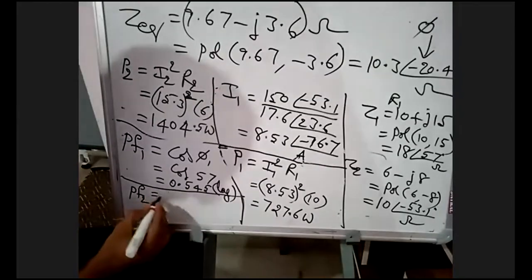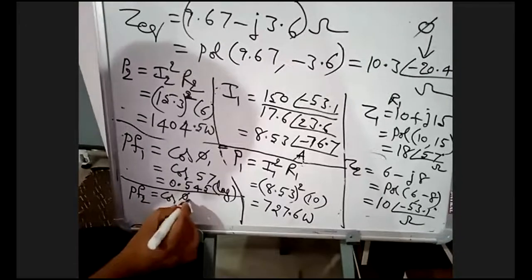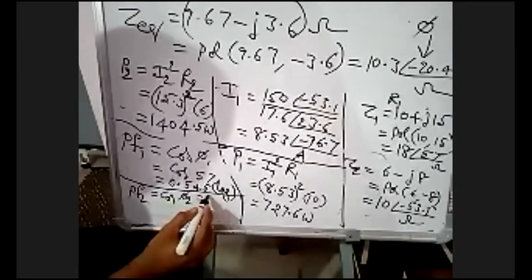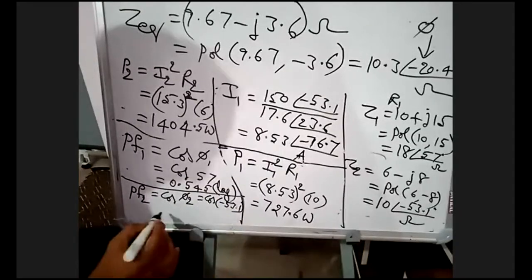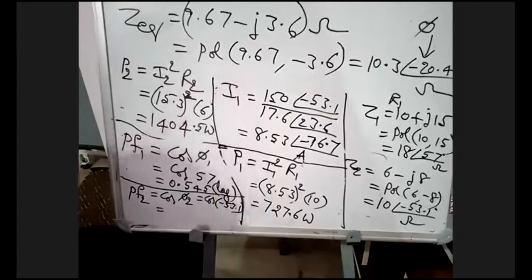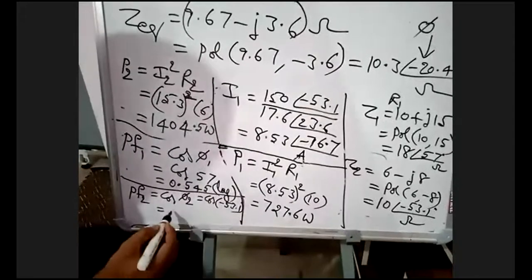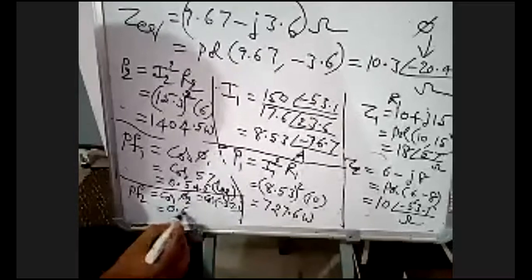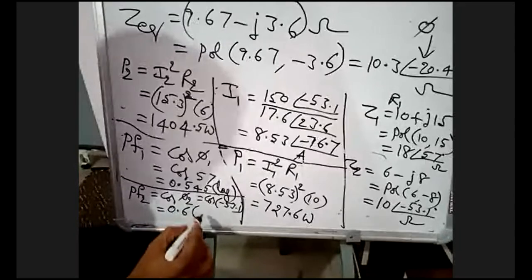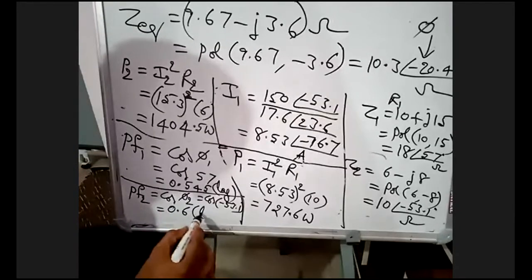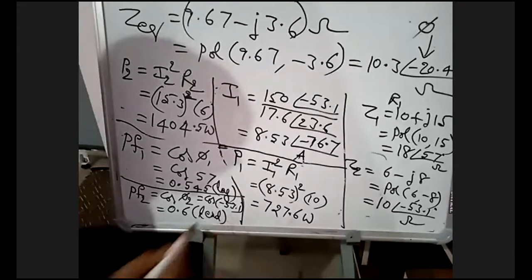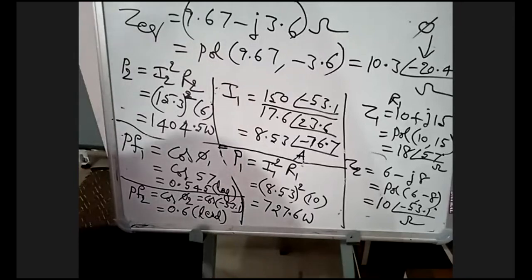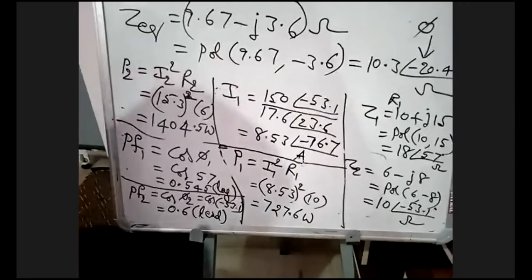Now power factor 2. What is phi 2? Minus 53.1. Cos minus 53.1. What is cos 53.1? 0.6. Leading or lagging? Leading, sir, because it is a capacitive circuit. Your Z2 is a capacitive circuit. It is leading.